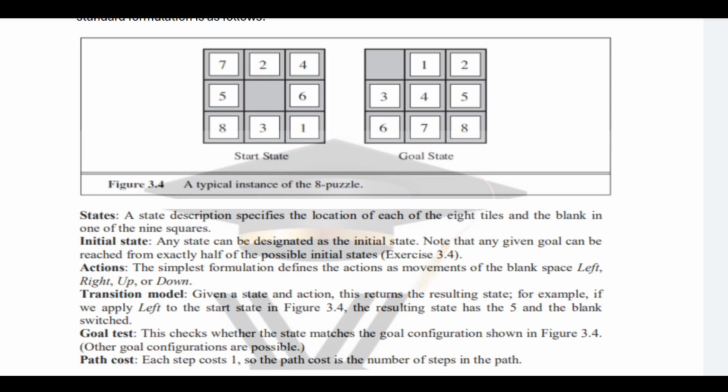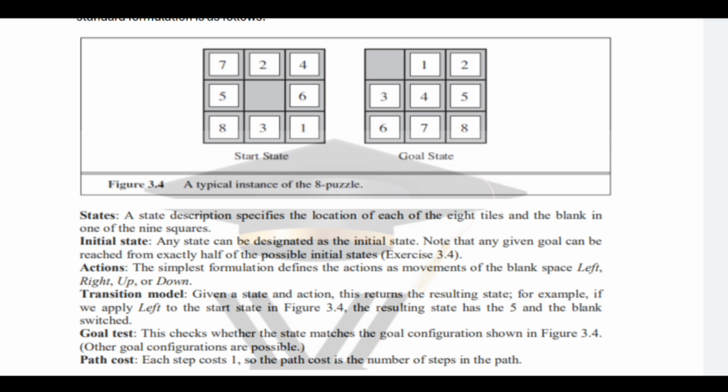Actions means that if we are in the start state, then we can move. If you see the 3, we can see which number it can go to. Here there is an upper part: the 3 goes to 4, and 4 comes to the blank space. That is the action state. And the initial state means the normal starting state, that is the initial state.